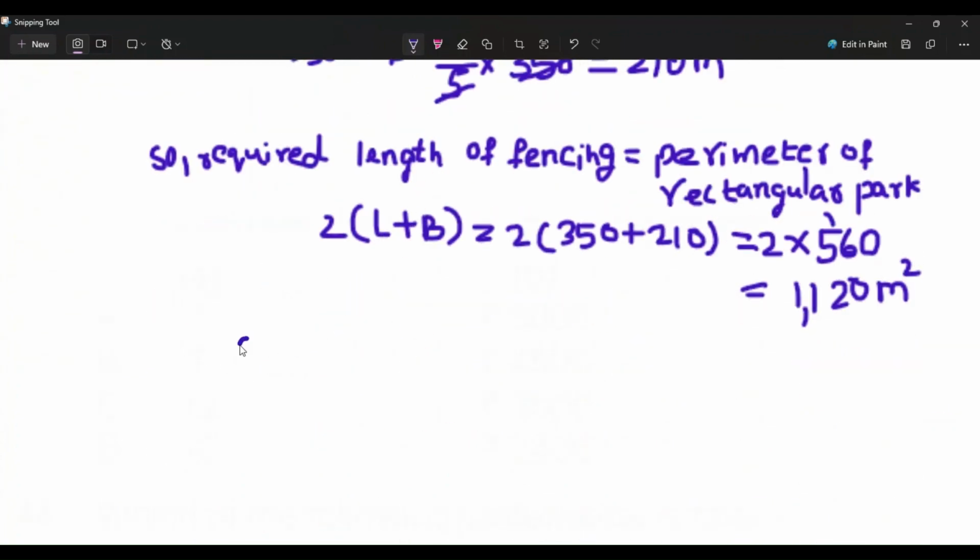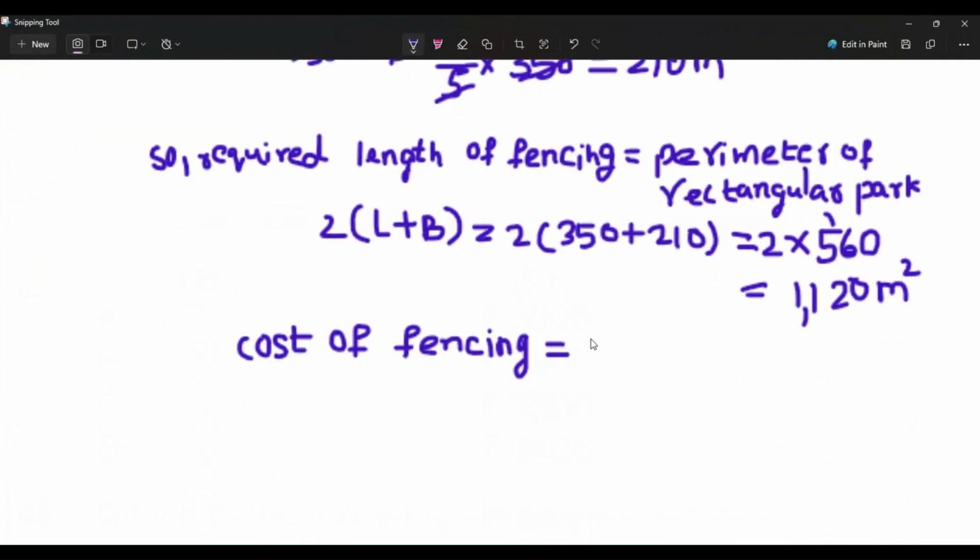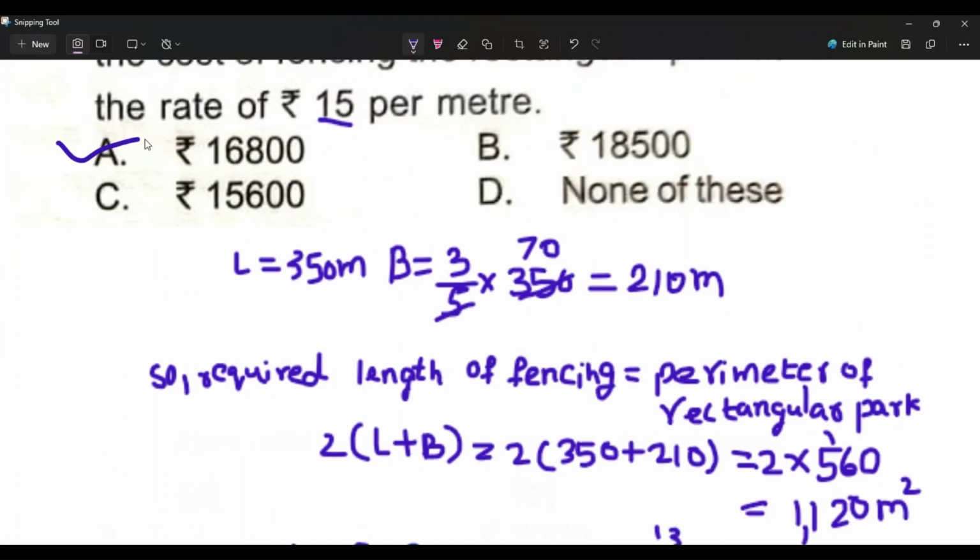So we have to find out the cost of fencing. Cost of fencing per meter is equal to 15 rupees. Cost of fencing equal to 15 into 1120. 15 zeros is 0, 15 twos are 30, 3 carry, 15 ones are 15, 15 plus 3 is 18, 1 carry, 15 ones are 15, 15 plus 1 is 16. So cost is equal to 16,800 rupees. So option A is the right answer, children.